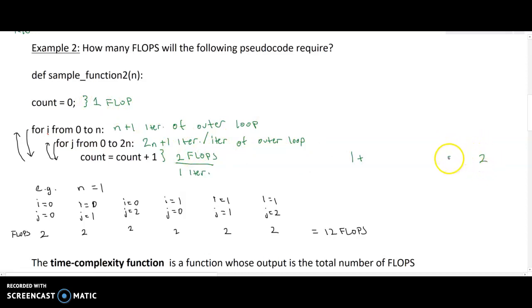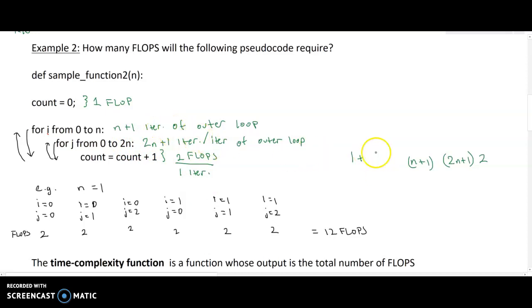I'm going to put this over here, but we need to count how many times those 2 flops are going to take place. Well, on the innermost level, they're going to take place 2n plus 1 times, and then those things are going to occur n plus 1 times in total. So really what it boiled down to is multiplying these two values together. That's going to give us the total number of times we're going to perform 2 flops.